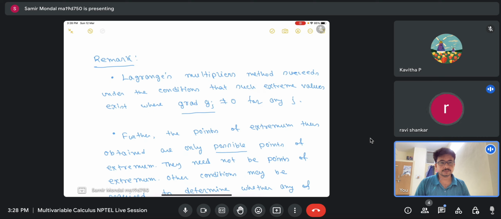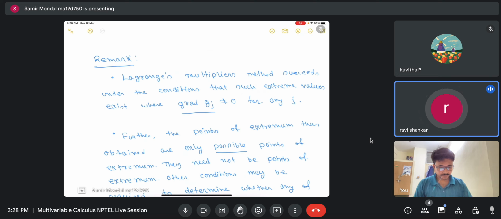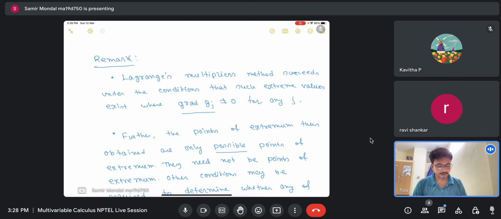So this gradient of gi should be non-zero. This gradient of gi means del g. Your del g has to be non-zero. So this is the only restriction for Lagrange multiplier.